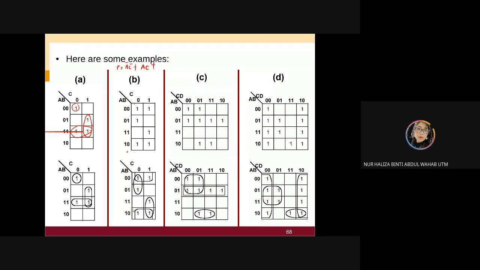Plus, with my big cell there, I have this loop. I check what is fixed, what is changing. I'm going to remove C. A is also changing, but B is maintained at 0. So I'm going to put B bar. This is your simplified version of your Boolean expression.